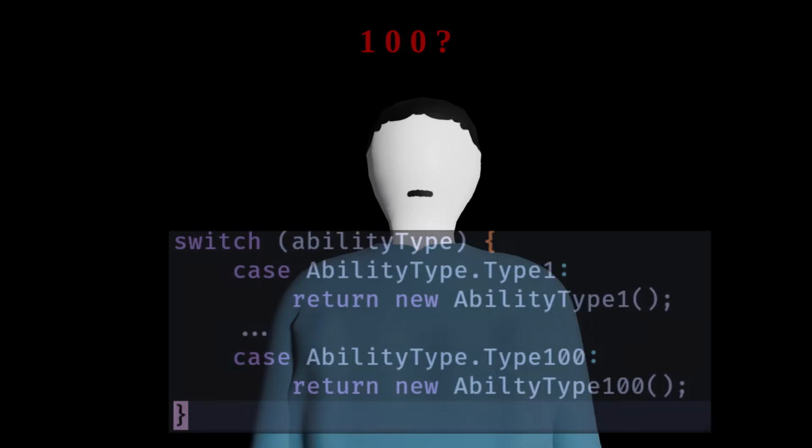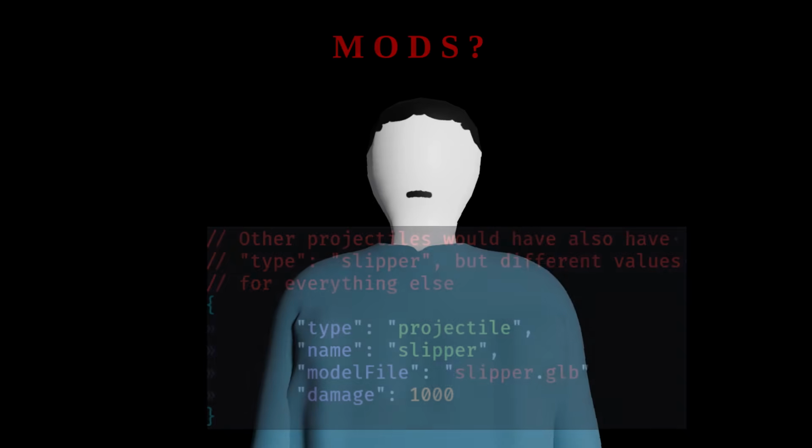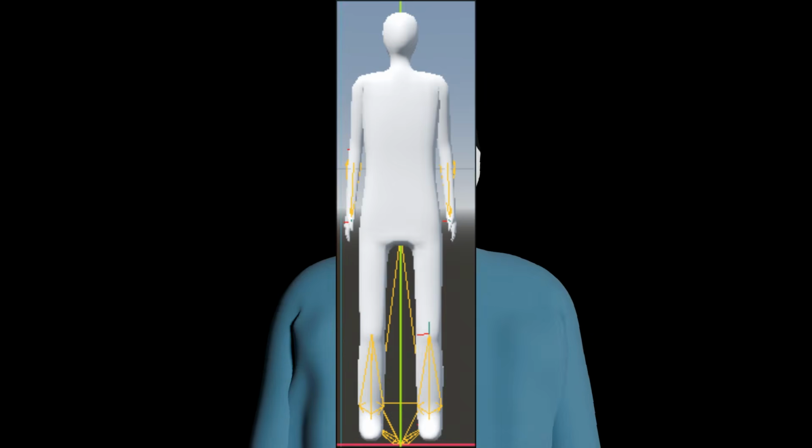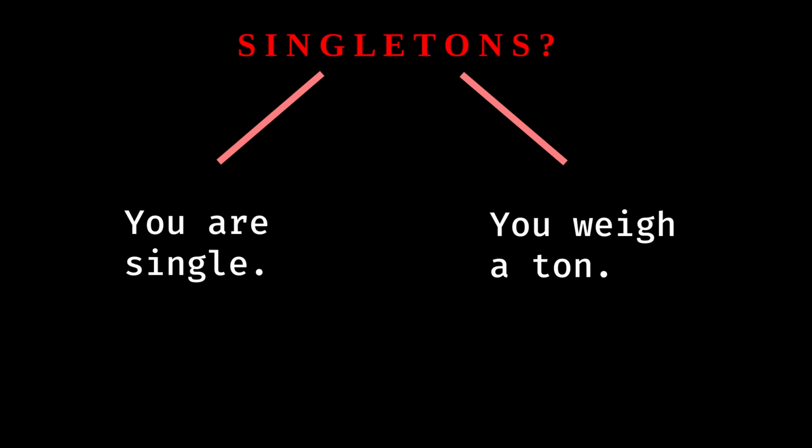Hang on. Remember your training. You're trying to optimize a game so that it can handle 100 different abilities, but you have like 2. You're trying to optimize a game so that it can handle mods, but your characters are literally mannequins. As for singletons, remember, you are single, and you weigh a ton. There's no need to impose your insecurities in your code. Now, farewell.